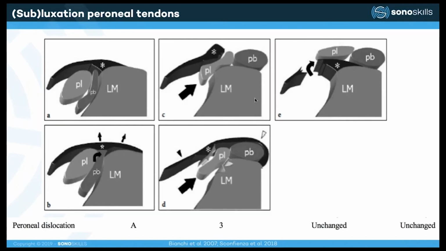Again, at the bottom of this slide, from the article from the ESSR radiologist, you can see peroneal dislocation is a disease process which you can see very well with ultrasound. So you can definitely see that.